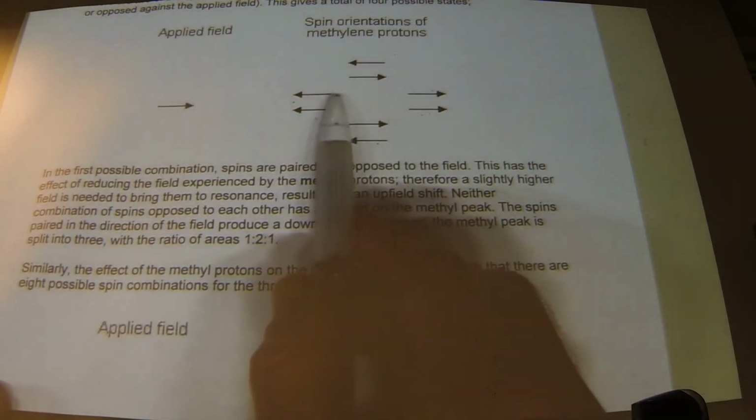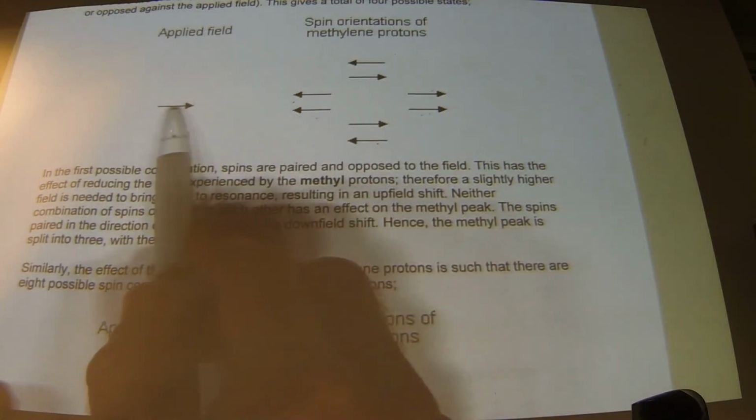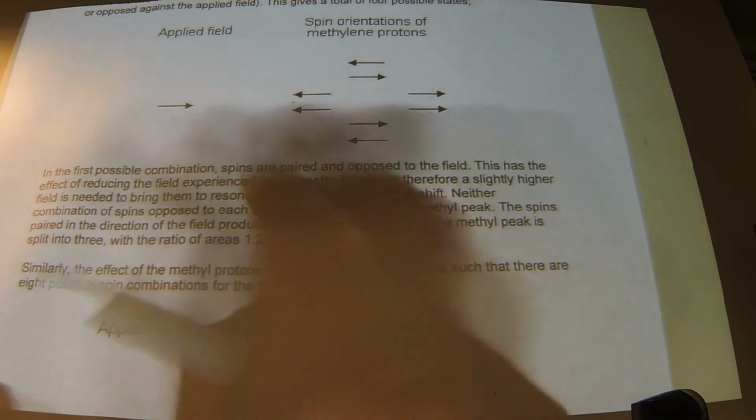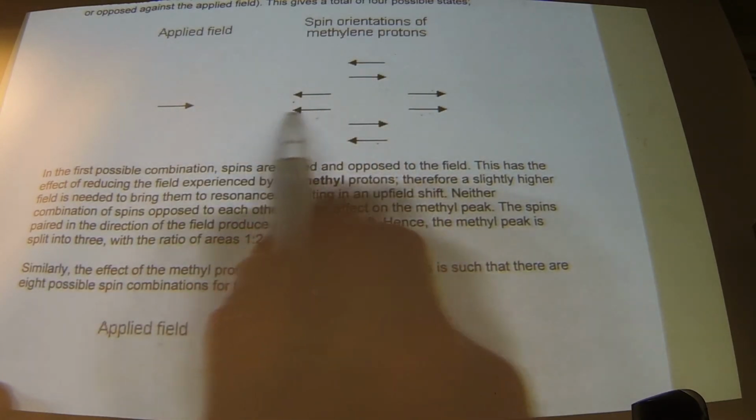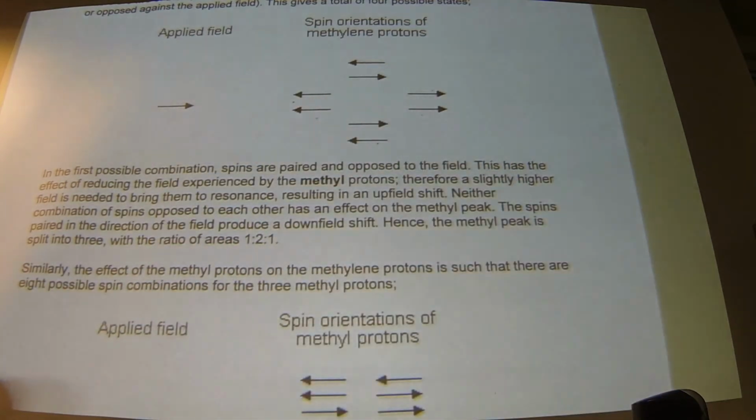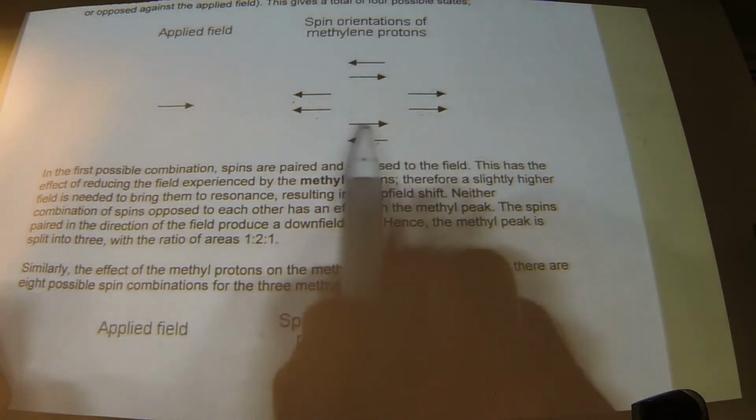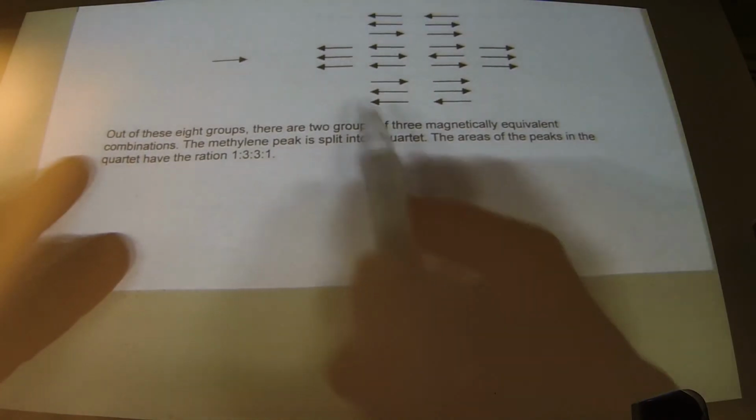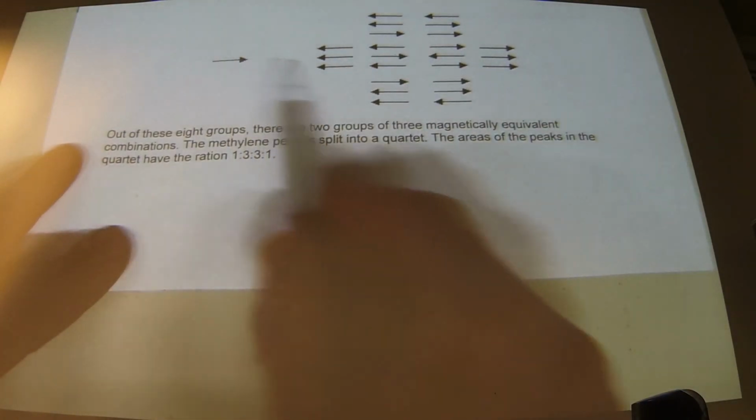Okay, and so the two that are opposed to the applied field, it should have been shown the other way around, are going to be shielding, and the other one's deshielding, and so on. And so the center of the triplet is where there's cancellation of the induced fields of the other protons.